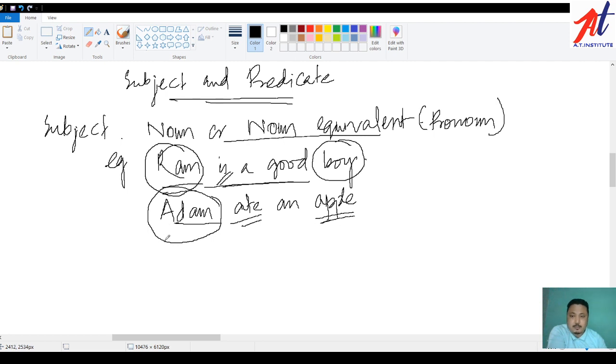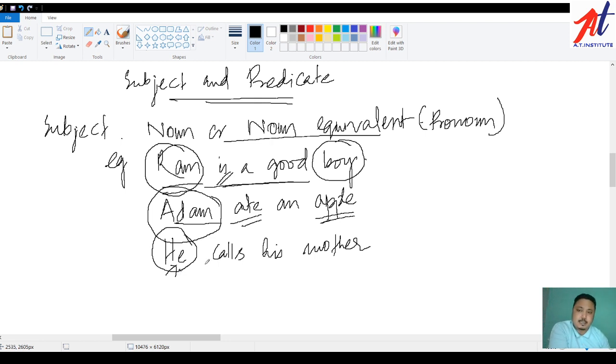Let me write one more example where I'm going to write a noun equivalent word. He calls his mother. Now you can see that we don't have a noun, but this one is a word about whom the whole sentence is. Or you can see that he is, though it's not a noun, but it's a pronoun. Okay. Noun equivalent means any word which can come or which is equal to noun. Eventually you would learn that pronouns are a word which is equal to noun, and that is why we call it noun equivalent, right? So here in this given example, you can see that he is our subject.